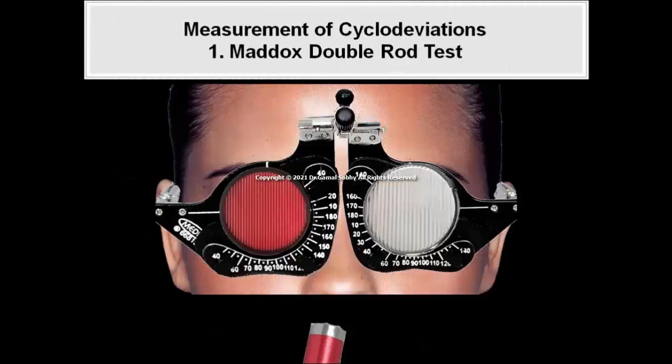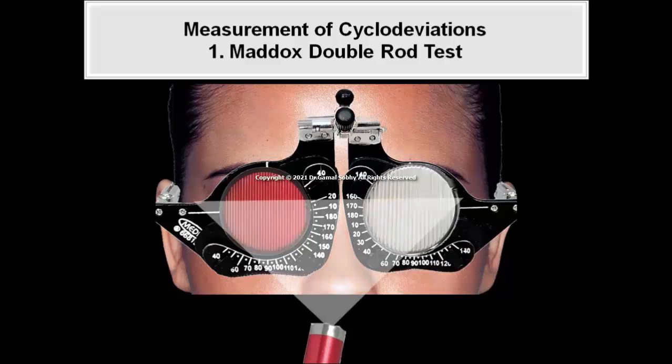Measurement of cyclodeviations. Maddox double rod test. For quantitative determination of a cyclodeviation, red and white Maddox rods are placed in a trial frame, the red before the right eye and the white before the left eye. The direction of the glass rods is aligned with the 90 degrees marks of the trial frame.